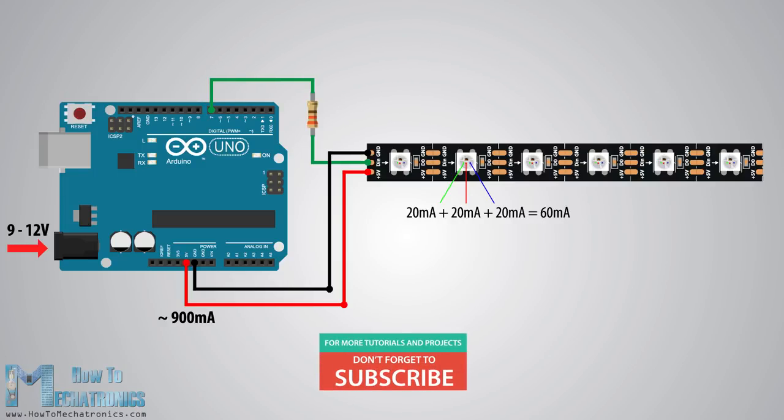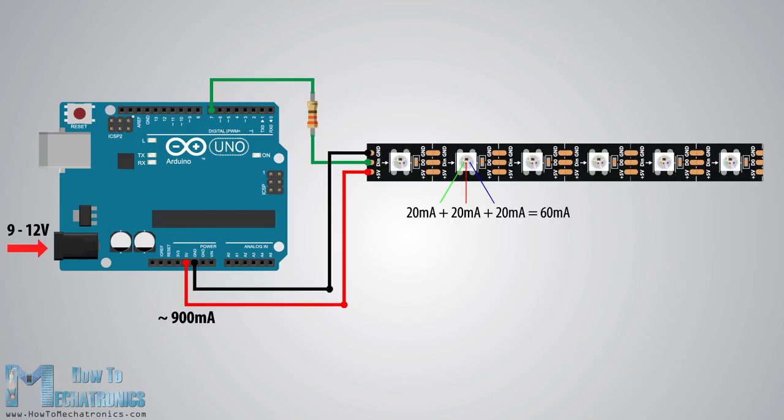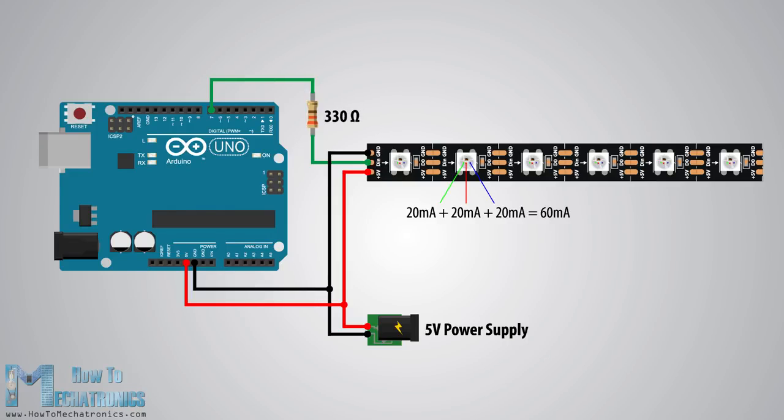So, if you are using more LEDs and the amount of current that they would draw exceeds the limits mentioned above, you must use a separate 5V power supply. In such a case, you also need to connect the 2 ground lines to each other. Additionally, it is recommended to use a resistor of around 330 ohms between the Arduino and the LED strip data pin in order to reduce the noise on that line, as well as a capacitor of around 100 microfarads across the 5V and ground to smooth out the power supply.